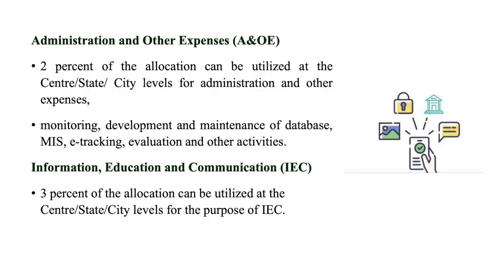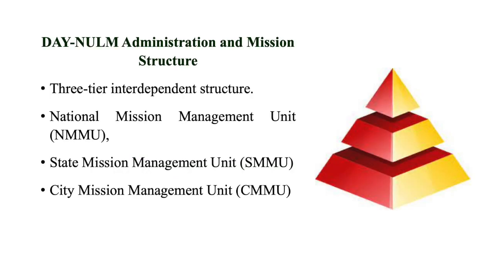So if you look at the administration and other expenses, generally 2% of the allocation under this mission can be utilized at the state, center and city levels for administration. And 3% of allocations under this mission can be utilized at center, state and city levels for the purpose of IEC, which is information, education and communication. And the administration of this particular mission, if you look at it, will have a three-tier independent structure, as was just explained a couple of slides ago.